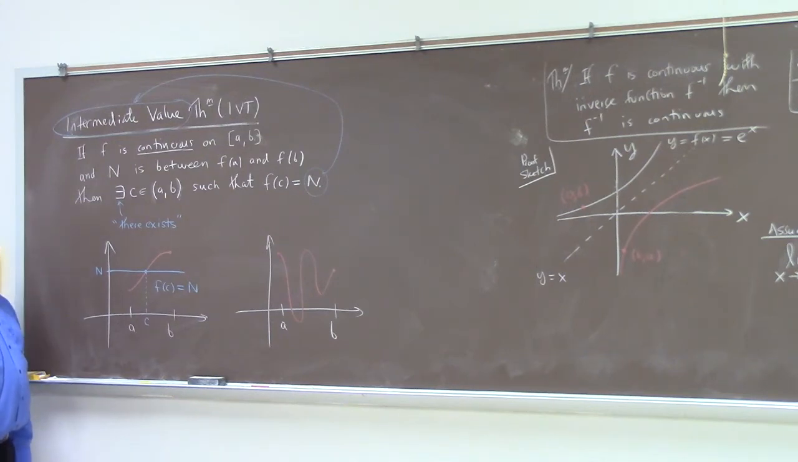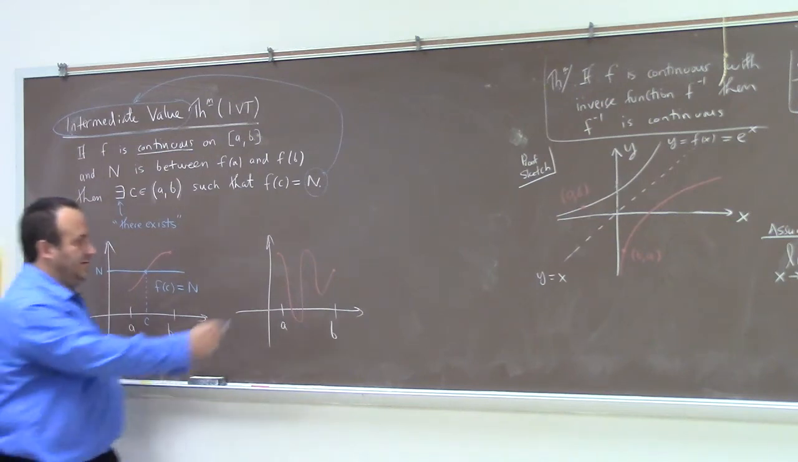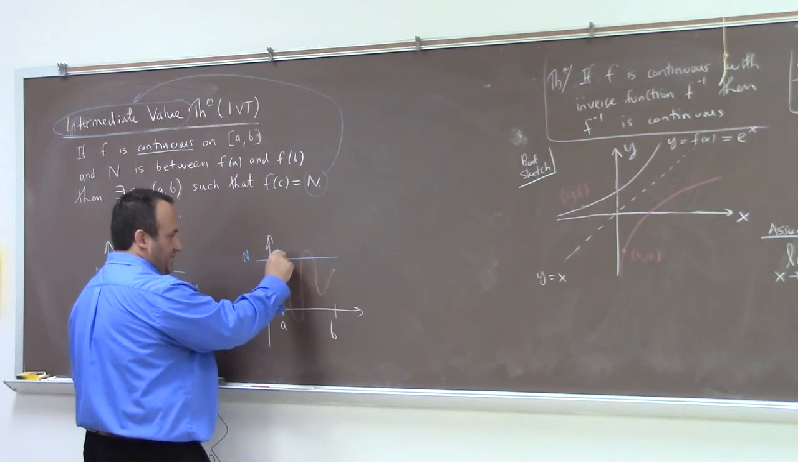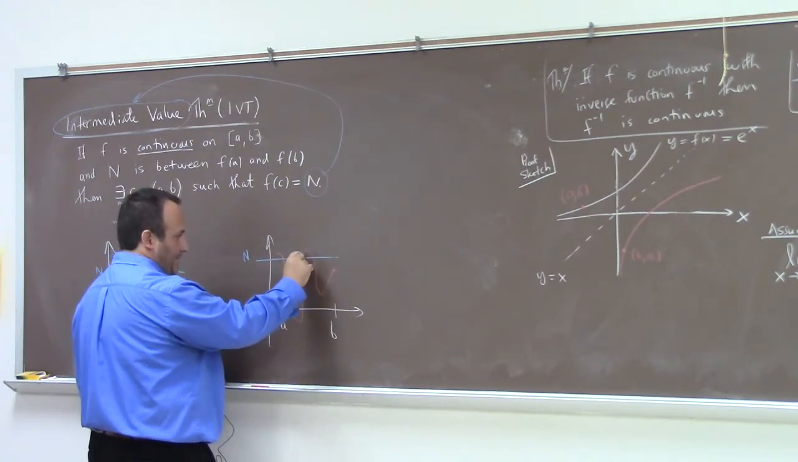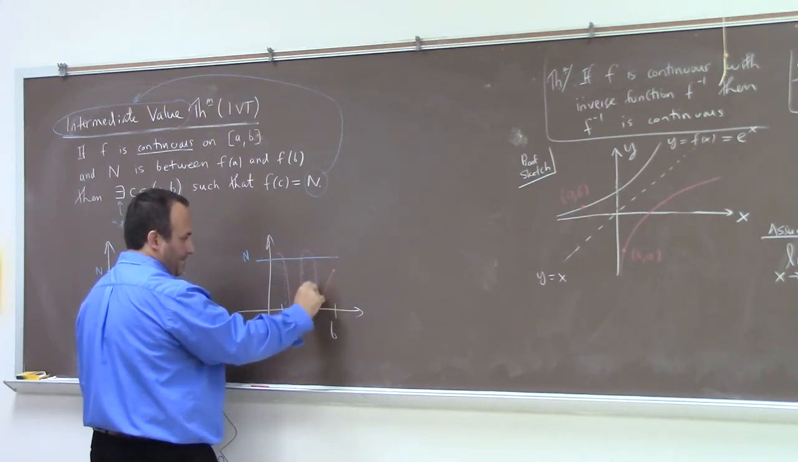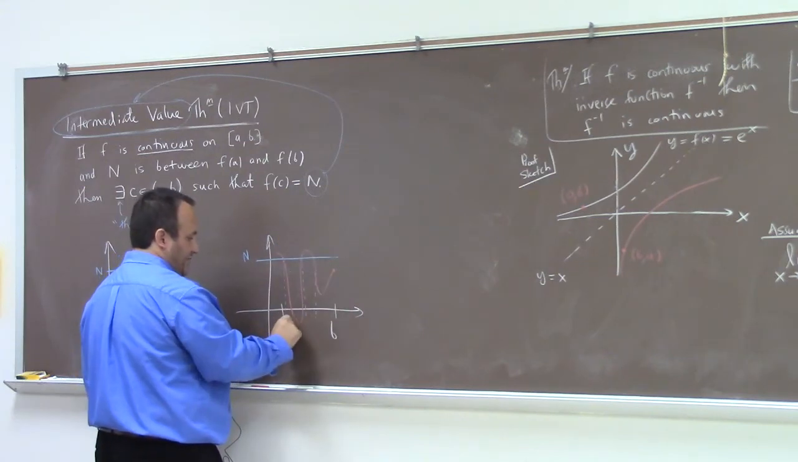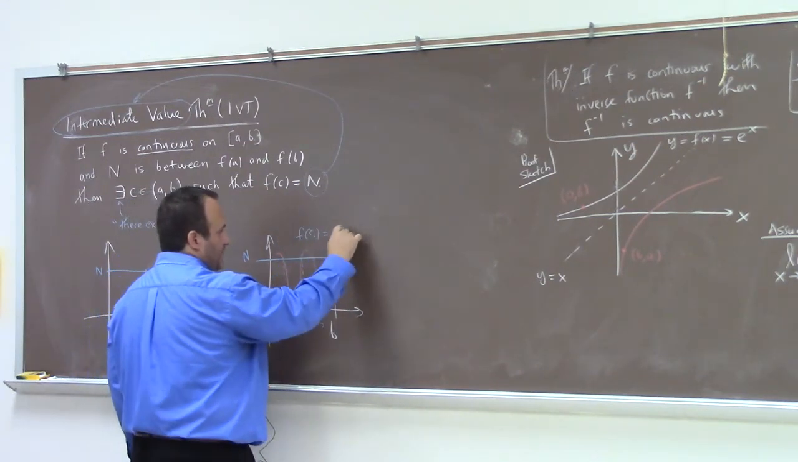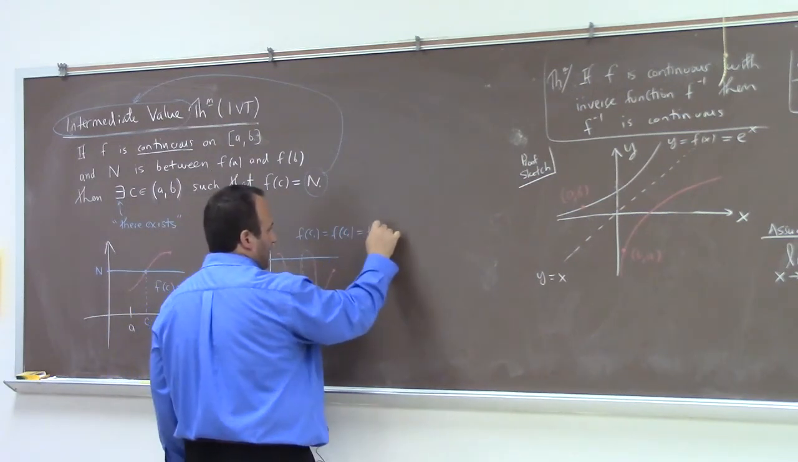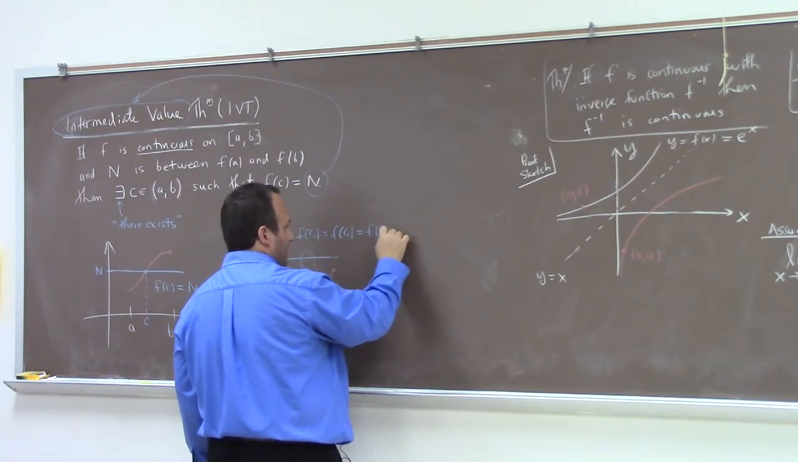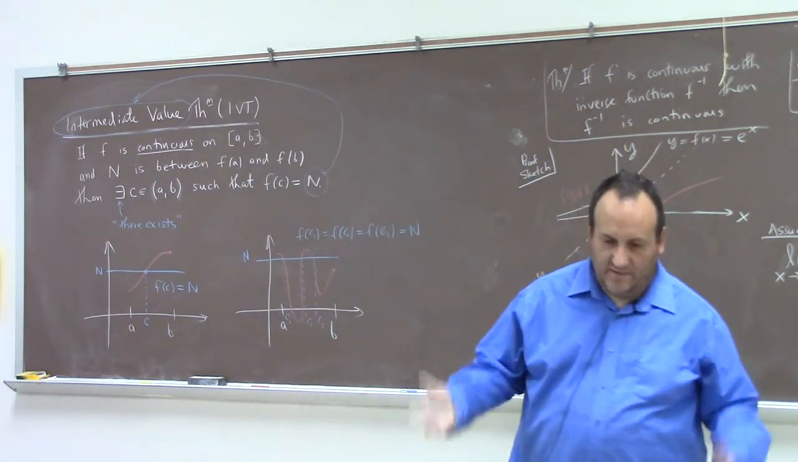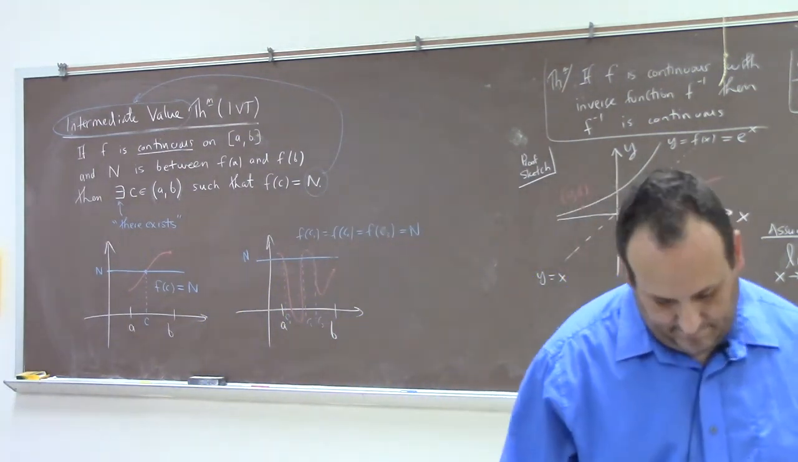Does the theorem say there's just one? It does not. Over here, if this was n, you see we've got a C1, a C2, a C3. F of C1 equals F of C2 equals F of C3 equals n. This is the intermediate value theorem.